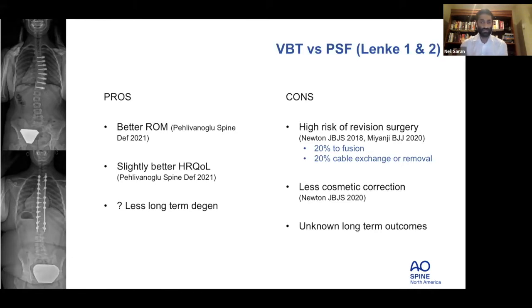Definitely there is improved range of motion in these patients. They have better flexion, extension, even torsion, and even side bending. And we will see how that plays out over the long term in terms of the long-term results.